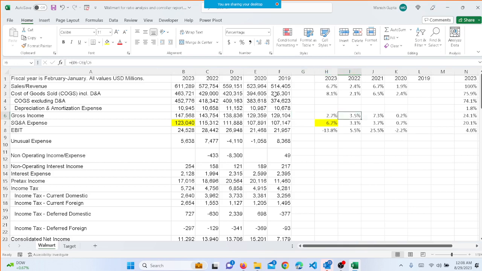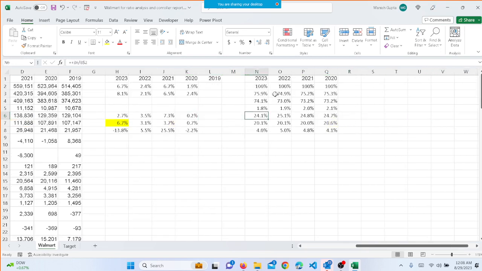So it will make more sense if you compare this against the previous years. Let's say the previous years were 24.7, 24.8, 25.1, and this year is 24.1%. This clearly indicates that there is some problem, right? Because the gross profit ratio has dropped over a period of the last 4 years.